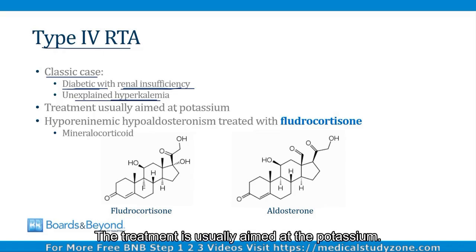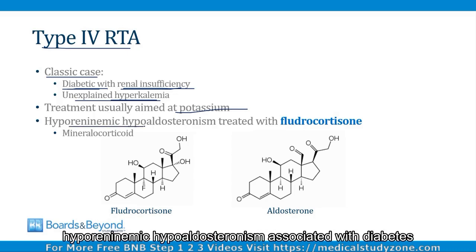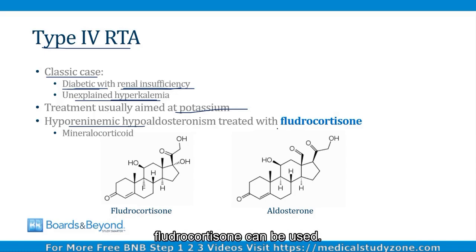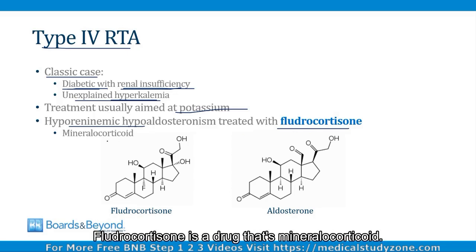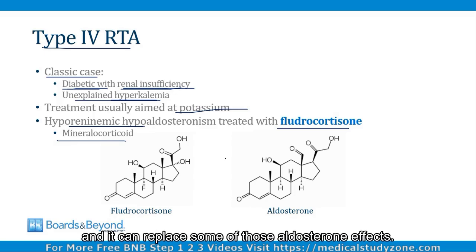The treatment is usually aimed at the potassium. That's usually the main thing people are focused on when they're treating. Sometimes in patients who have persistent hyporeninemic hypoaldosteronism associated with diabetes, fludrocortisone can be used. Fludrocortisone is a drug that's a mineralocorticoid. It has a similar structure to aldosterone, and it can replace some of those aldosterone effects.